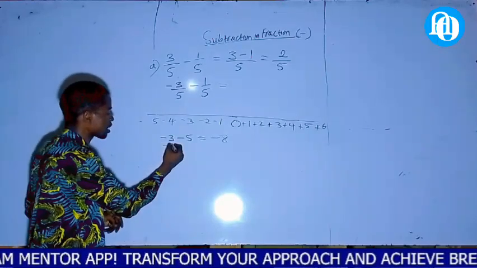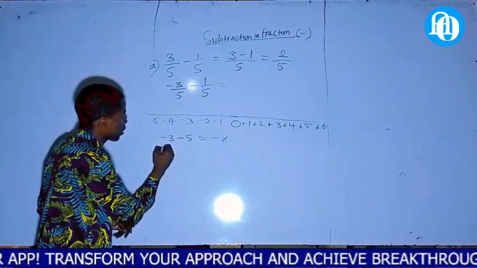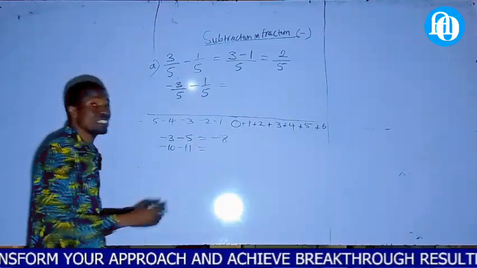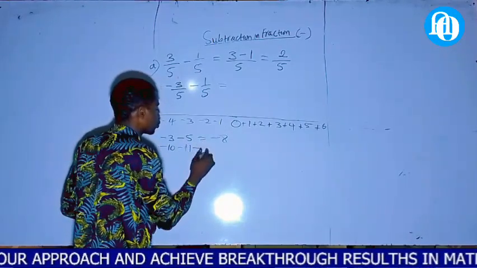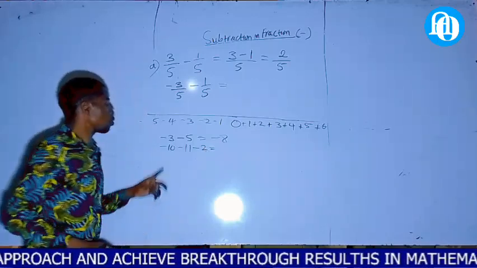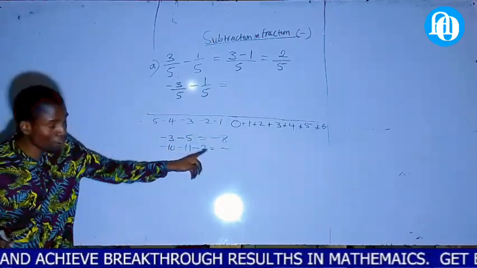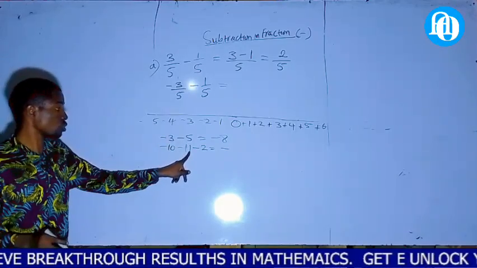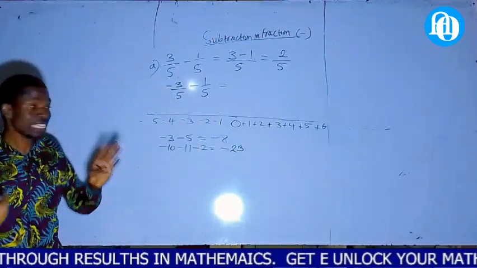When we have minus 3, minus 10, minus 11, and let me add minus 2, because they have the same family, you don't need to write their family again. You now add these together: 21 plus this one, 23. So it is minus 23. That's the way they are doing it.